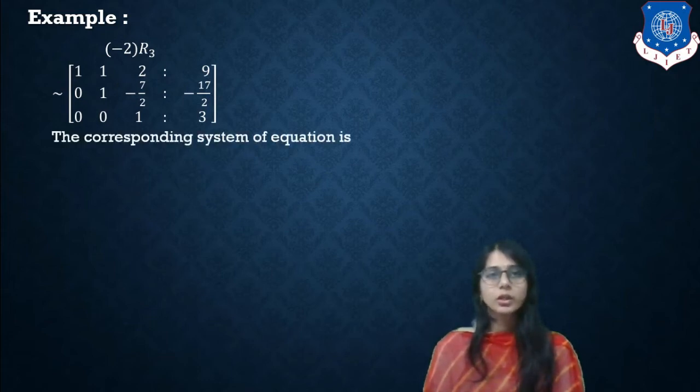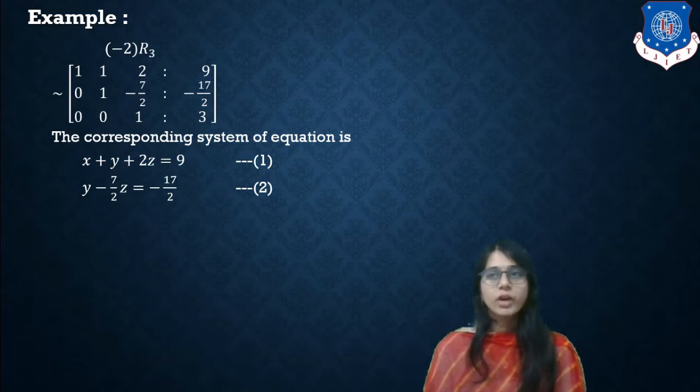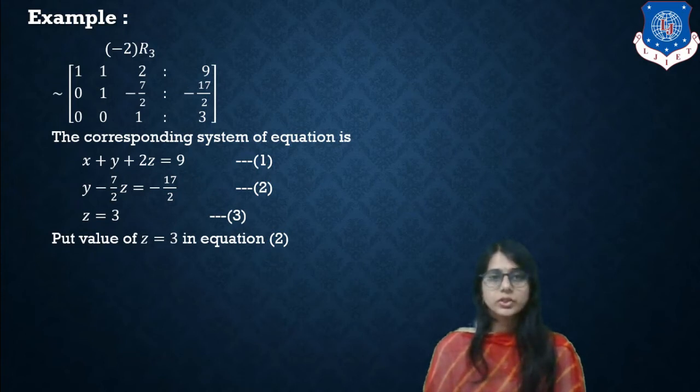It is our row echelon form. Now what is our system? x + y + 2z = 9, y − (7/2)z = −7/2 (as dictated), and z = 3. These are our equations number 1, 2 and 3.